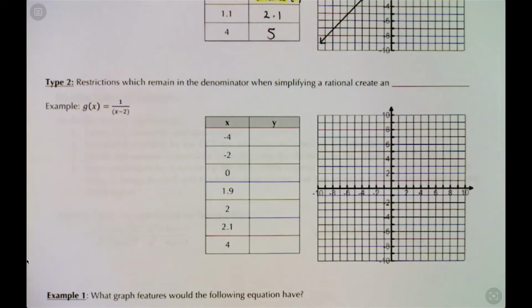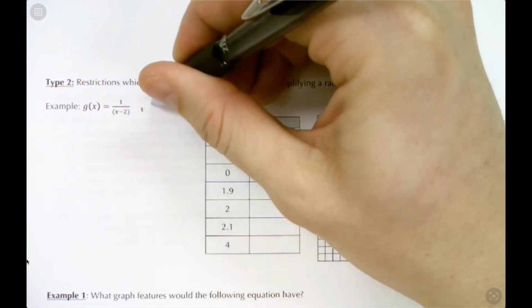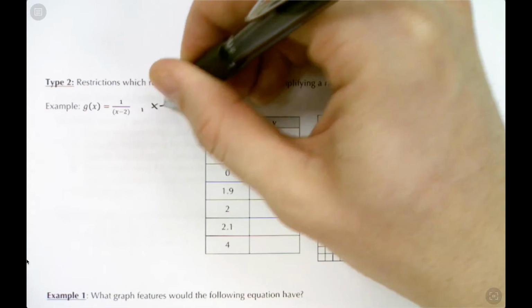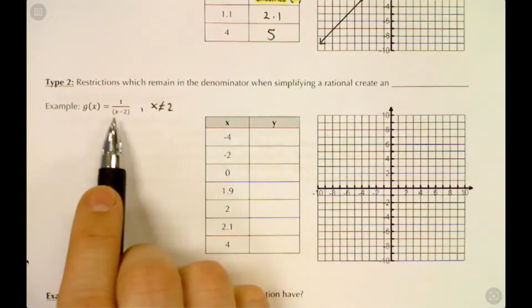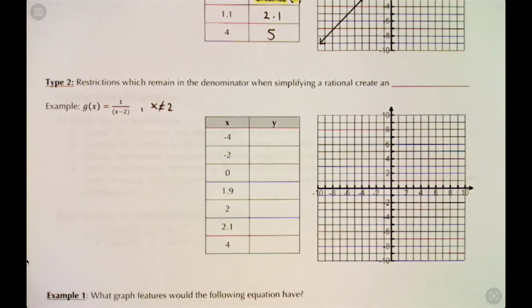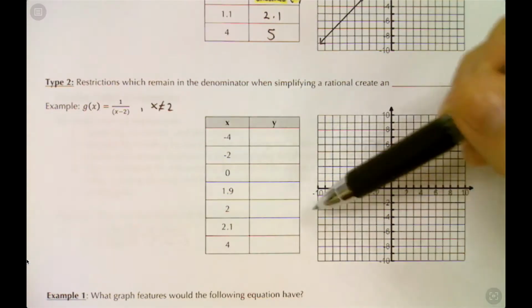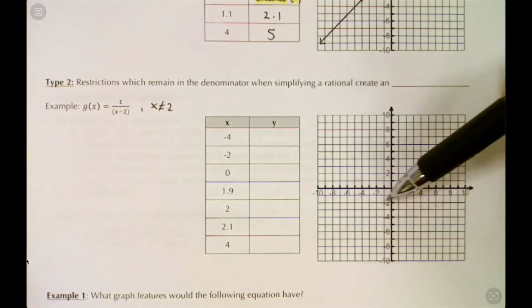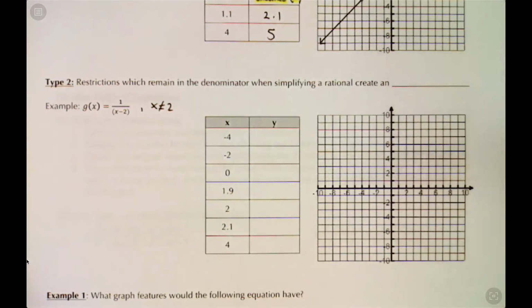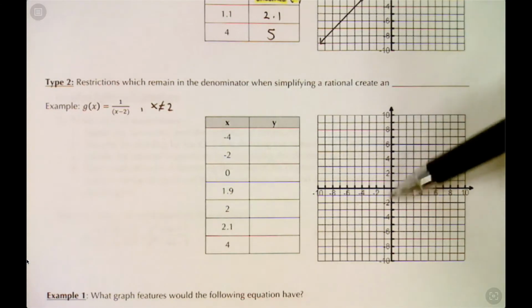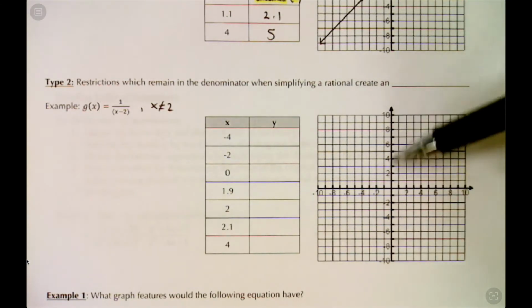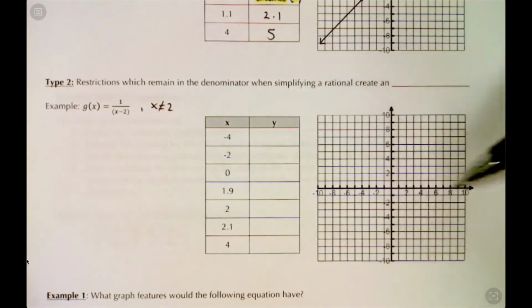So if we look at this in terms of restrictions that don't divide away, we now know that there's a restriction to this function. X cannot equal 2. 2 minus 2 is 0. So we're going to have some sort of behavior at 2. If we think about the original parent function 1 over x, it's the one that had the curve in this quadrant and the curve in this quadrant going through negative 1, 1 and 1, 1. And it had a vertical asymptote along the y-axis and a horizontal asymptote around the x-axis.